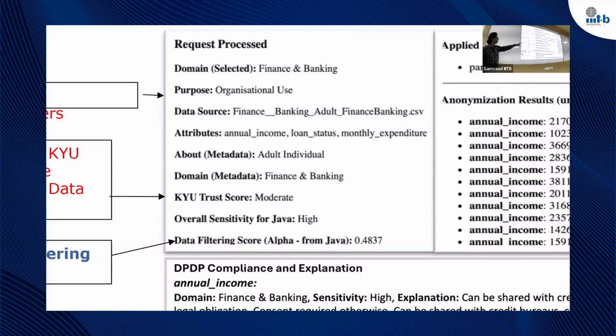And we say that the KYU trust score is moderate, and overall sensitivity for the data itself is high, because in this example, probably we are looking at annual income and things like that. So eventually we come up with a filtering score, overall filtering 0 to 1. 1 means no filtering, 0 means absolutely nothing is given. So for this kind of combination of the data and so on, 0.4837 is the filtering score that is given.